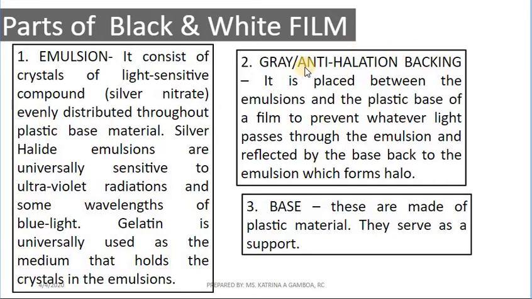Then, meron doon tayong tinatawag na gray or anti-halation backing. It is placed between emulsion and base. So, it is placed between the emulsions and the plastic base of a film to prevent whatever light passes through the emulsions and is reflected by the base back to the emulsion, which forms halo. So, syempre yung pinaka-namamagitan sa kanilang dalawa. Again, nakalagay si silver halides sa emulsions. Ano yung plastic material natin? Ito yung base. So, these are made of plastic materials and they serve as the support.